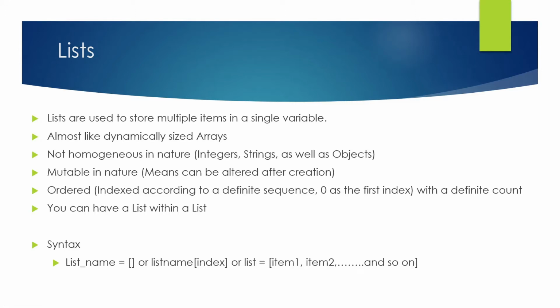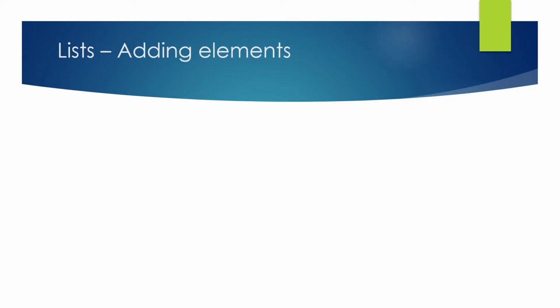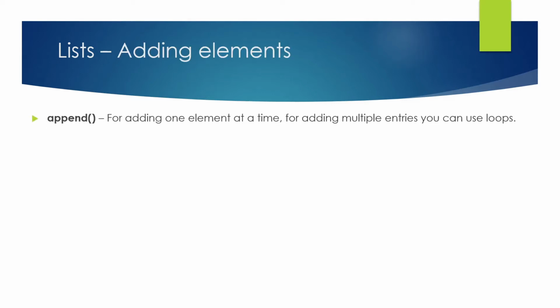Let's move forward and talk about how to add elements. There are multiple ways to do that. The first method is append, for adding one element at a time. For adding multiple entries, you can use loops, such as a for loop and the other loop. But right now we are not going to talk about multiple entries. When I teach you how to use loops, what is a for loop, what is a while loop, we are going to talk about that in the future, and then we'll talk about adding multiple entries.